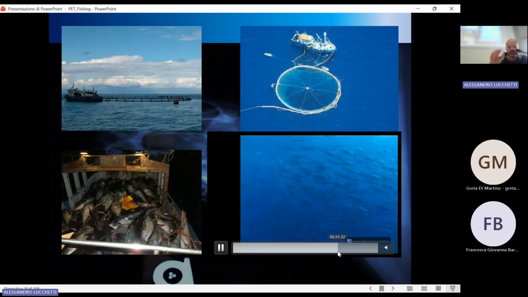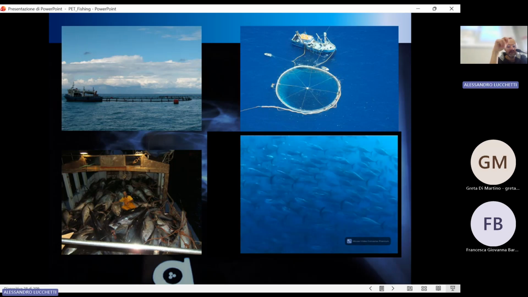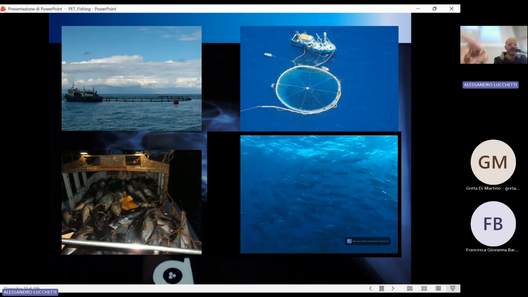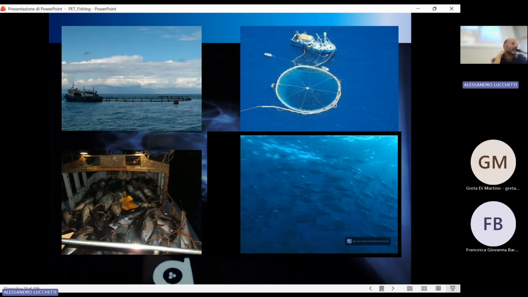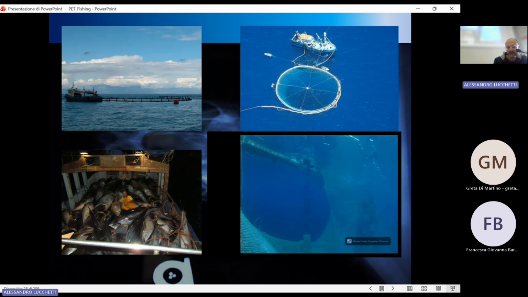But I want to show you these videos just for people that are not really familiar with fishing activity, because later on we will see. This is a single fishing operation, and you can see here there are thousands of bluefin tuna. Then they transfer them with these big cages to land, and they feed the tuna until the Japanese say, okay, it's time to eat.